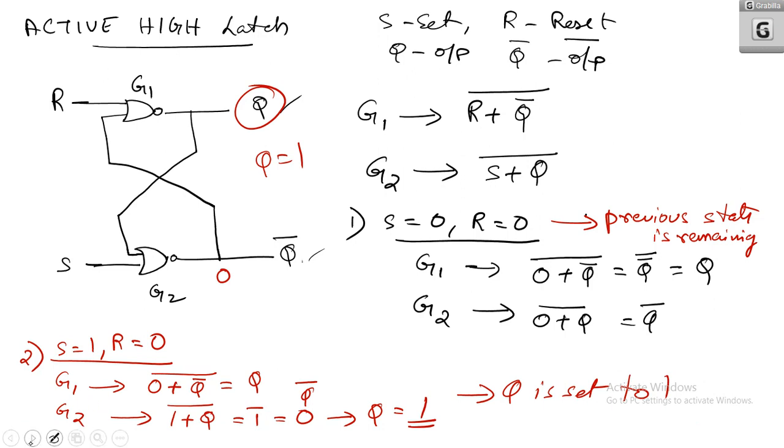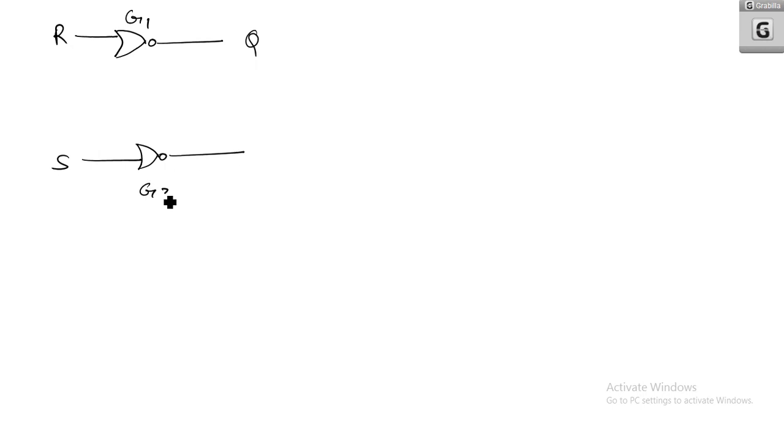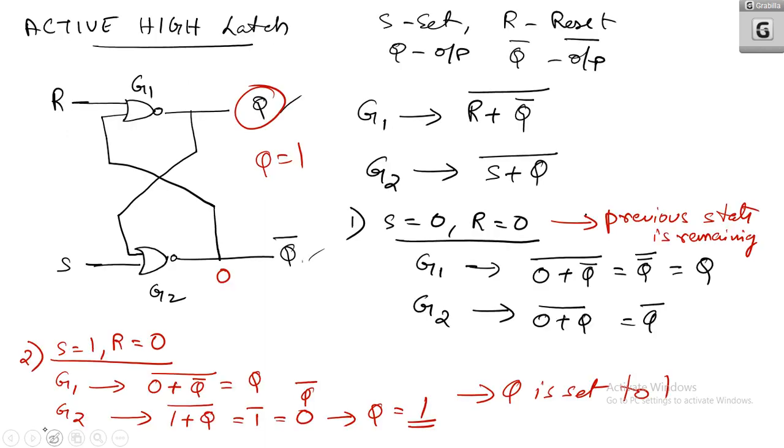Now coming to the third case. I will draw the circuit once more. We have reset and set. I have a NOR gate, this is G1, and this is Q. Here I have another NOR gate, that is G2, and this is Q bar. Q bar is fed back, and here Q is fed back.